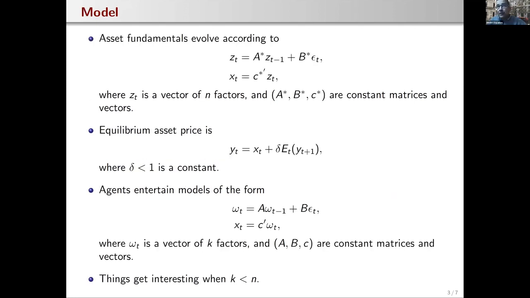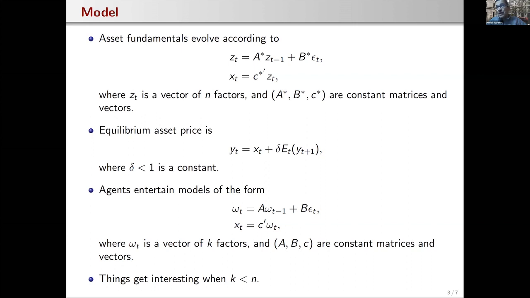Okay, so the model is actually quite simple conceptually. The idea is that there are some asset fundamentals, where X_t is the fundamental and Z_t is some underlying factors. So there are n factors, and they evolve according to this linear system, with some matrices A star and B star. The epsilons are shocks, and there is a vector C star that maps the factors into the fundamental. The price today is Y_t, and is equal to the fundamental plus the expectation of the agents about the future price times some discount factor delta.